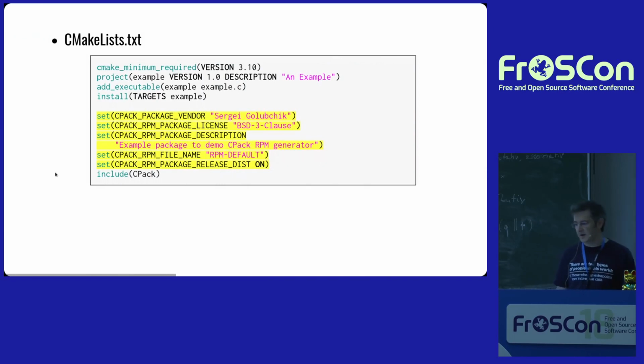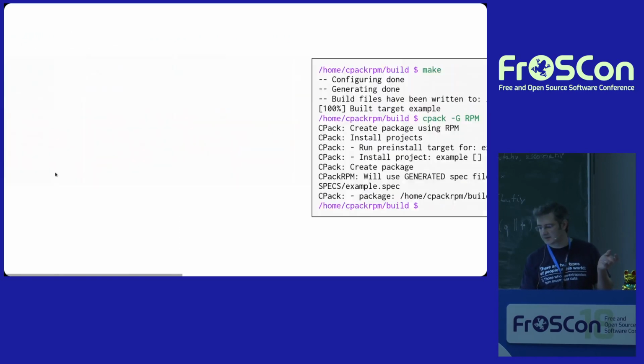So now I'm going back to the CMake list, and I add lines to specify the vendor, the license, the description. And the last two lines tell RPM build to use the default RPM name, as customary on the particular Linux distribution, and the distribution name should be part of the release number, so it should be part of the RPM. And the last line is basically a requirement on Red Hat and CentOS.